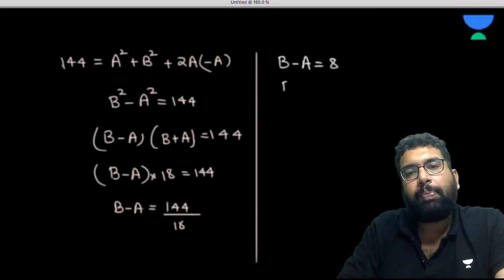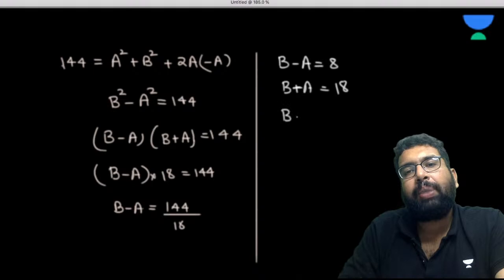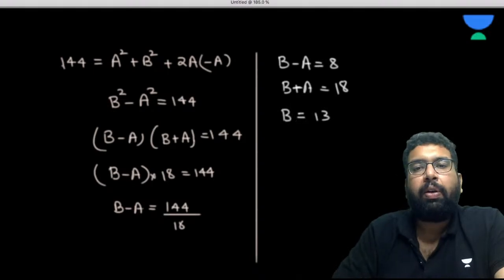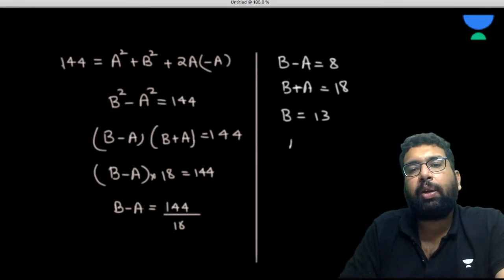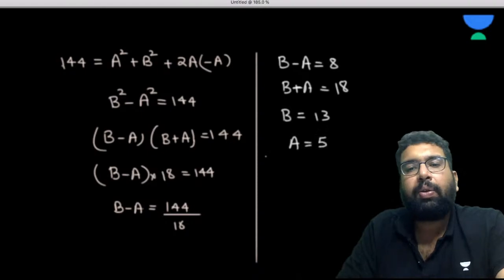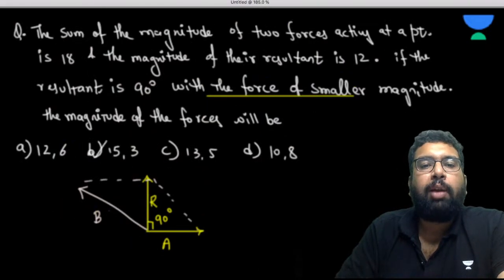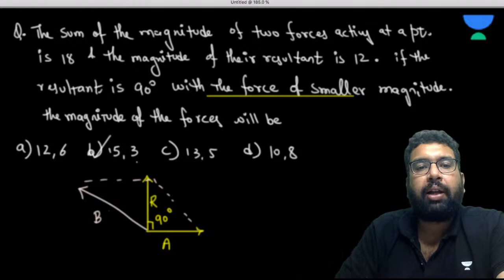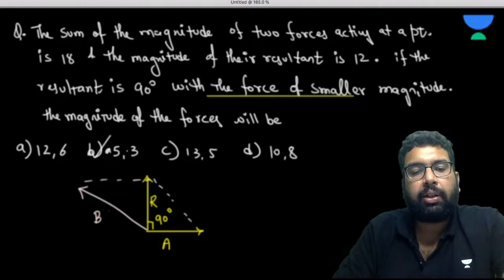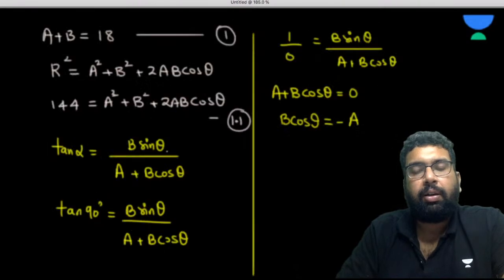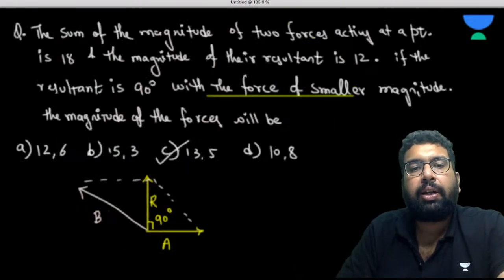Now we know b plus a is equal to 18. Now we can solve it. So, from here, b is going to be 13, and then a is going to be equal to 5. So this is going to be your B option. Okay, 13 and 5. This is not 15, this is 13. Sorry, C option it will become now. C option it will become 13 and 5.